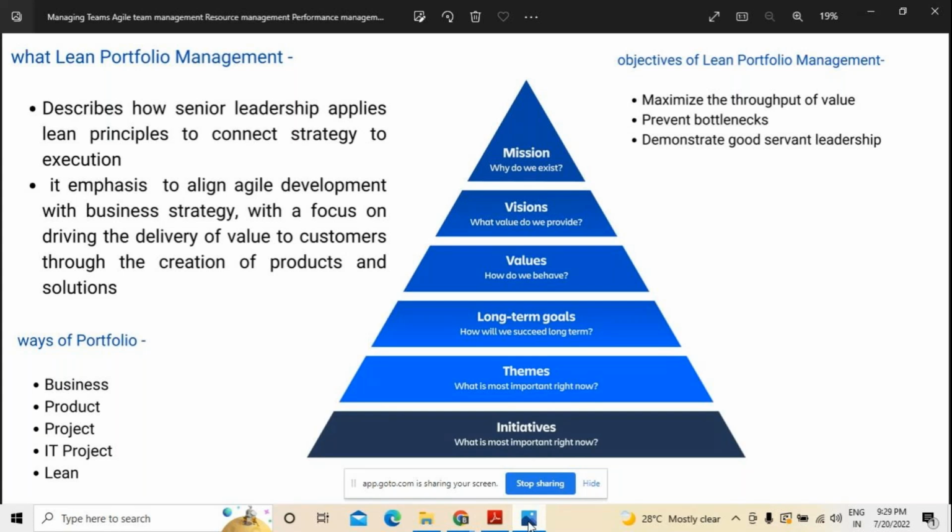At the same time, we need to be focused and have a clear understanding about the themes, right?